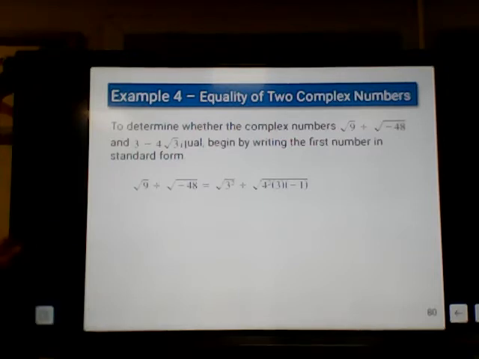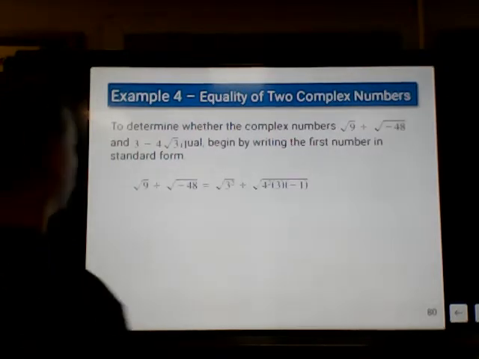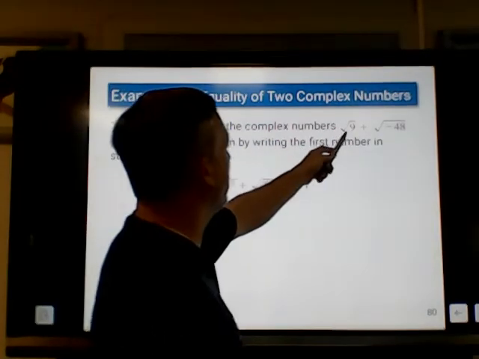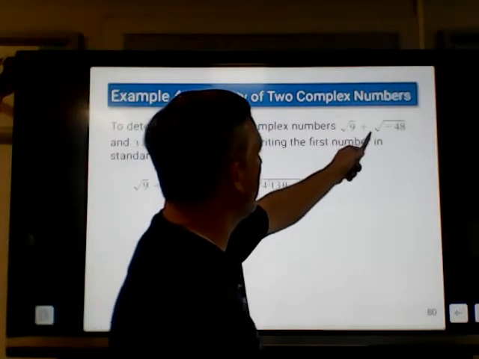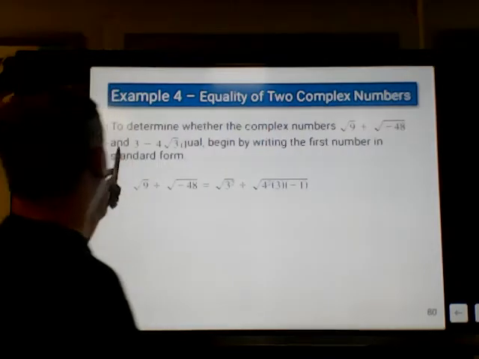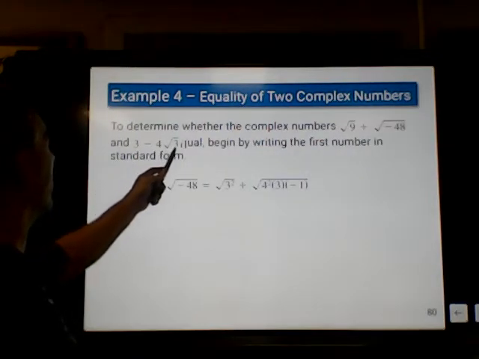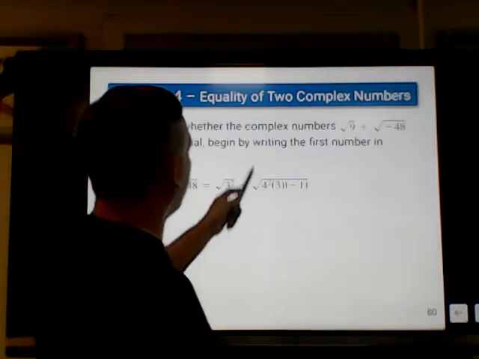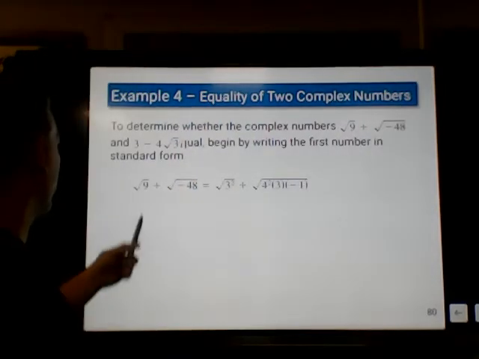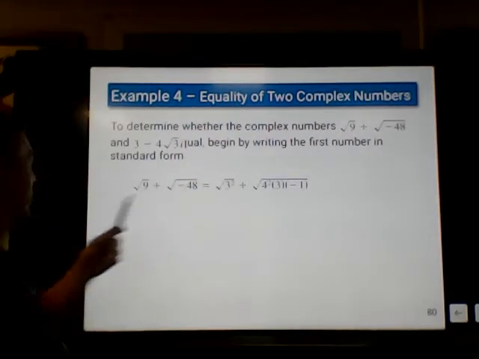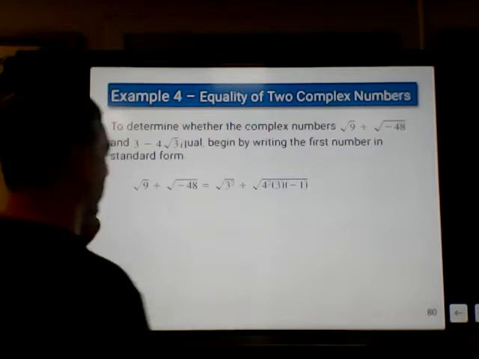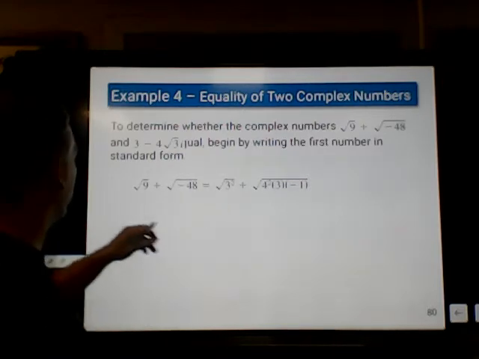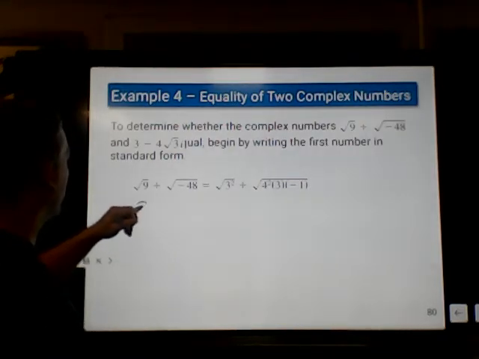So what happens is, let's let this PowerPoint do it. Determine whether the complex numbers negative square root of 9 plus the square root of negative 48, and 3 and negative 4 square root of 3i are equal. Begin by writing the first number in standard form. So what's the square root of 9? Well, it's the same as saying 3 squared, so it becomes 3. They're breaking it down for you, but this becomes simply 3.